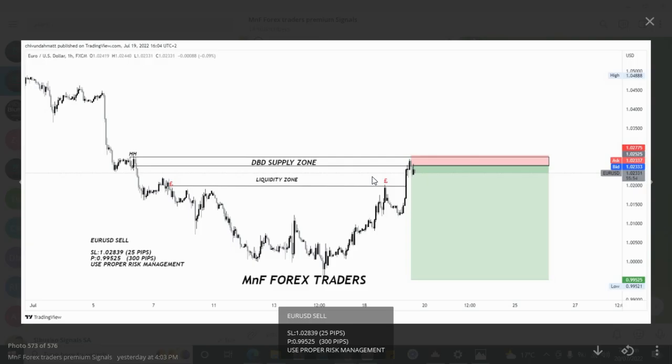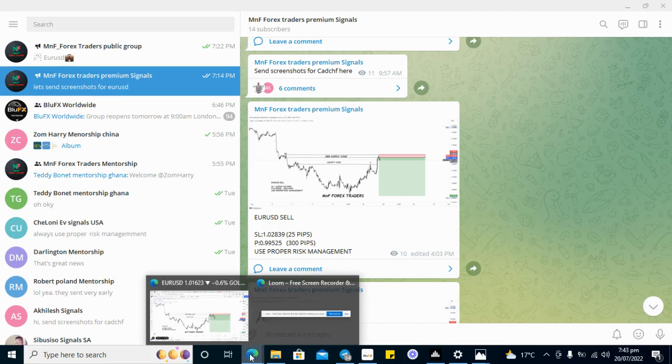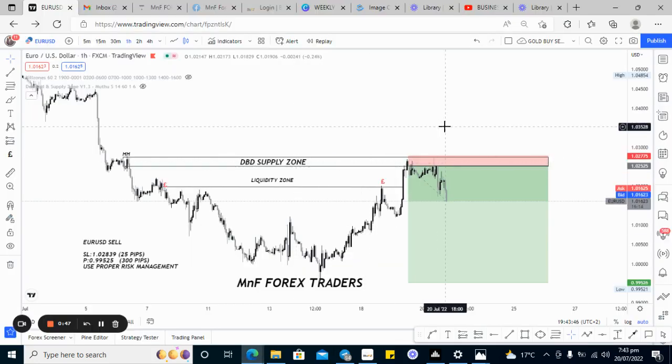Like I showed you in the previous video, the setup was sent to our private community, and it was a beautiful, beautiful trade. You can see we had a downtrend right there, and then we had a nice level where the market was potentially going to react from. And right now, we saw the market reacting according to our analysis, which was really, really good.